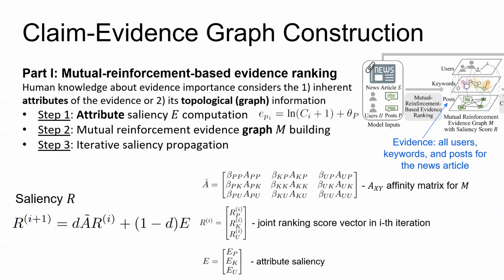And step 2 is to do mutual reinforcement evidence. So one step is to do mutual reinforcement graph building, and then we do iterative saliency propagation. We can see that actually right here there are 3 graphs involved, which are the post graph P, the user graph U, and also the keyword graph K. And we can choose different beta here to decide how much information to propagate from one subgraph, such as the post graph, to another subgraph, such as the keyword graph.